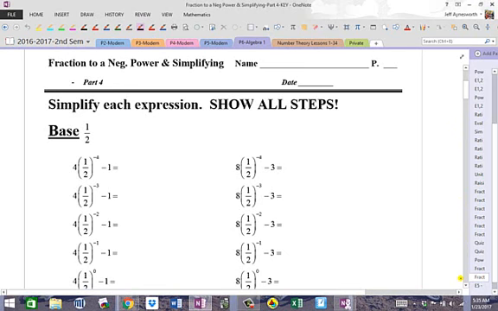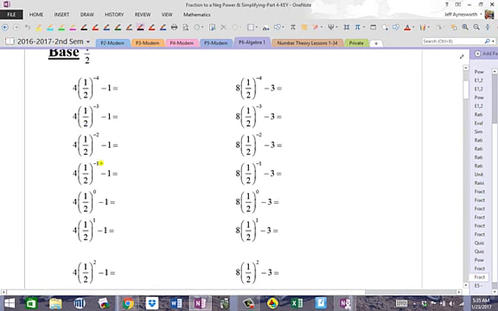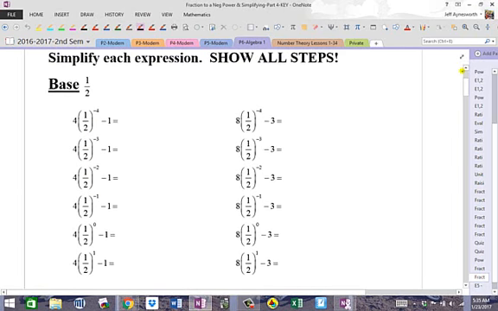Let's start off with base 1/2. We're going to be working with base 1/2, 1/3, 1/4, and 1/5. All right, so here we go. Anytime you see a fraction to a negative power, it can be done in many different ways. However, one of the ways I found to be easy for students to learn is to first interpret the negative power as a reciprocator. It reciprocates the fraction 1/2.